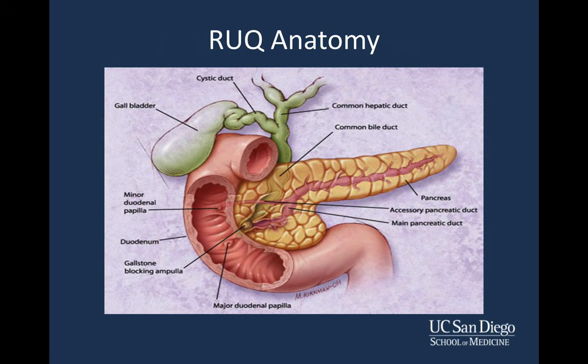Here's a nice illustration of some relevant anatomy. Today we're going to be focusing on how to identify the gallbladder and the common bile duct, and just remember that the gallbladder and the cystic duct will course and combine with the common hepatic duct to form the common bile duct, which will traverse along just adjacent to the portal vein and ultimately will terminate by draining into the duodenum.